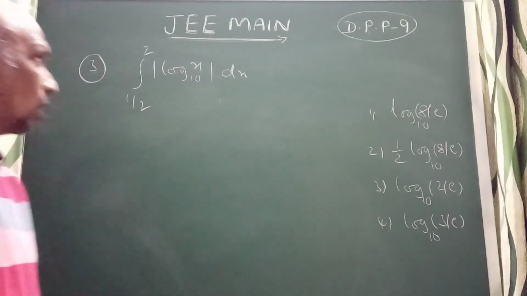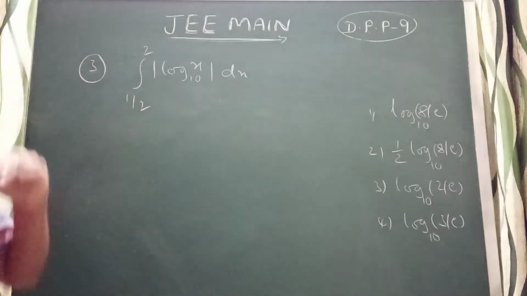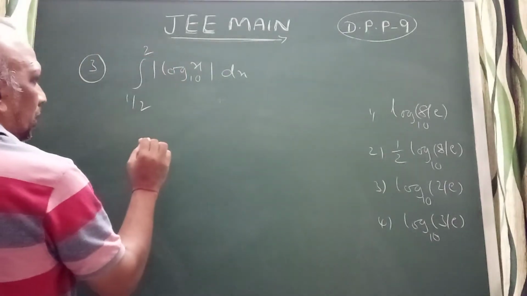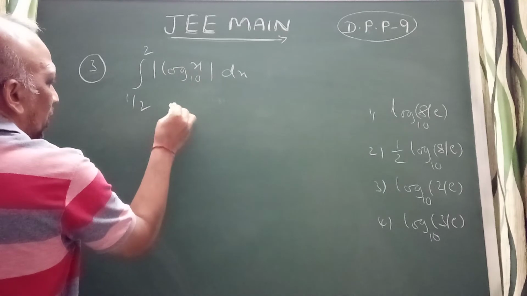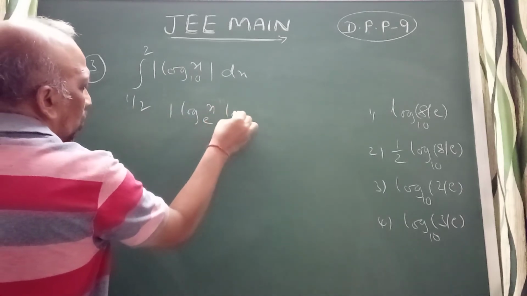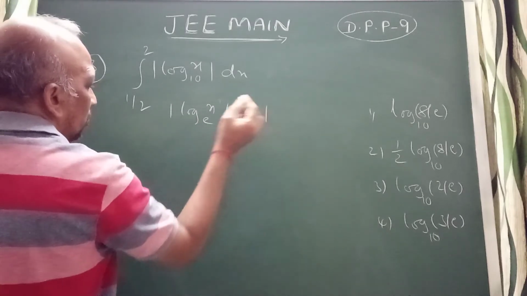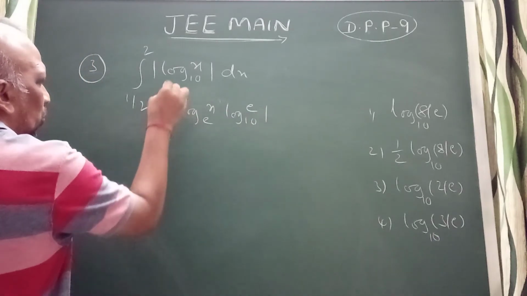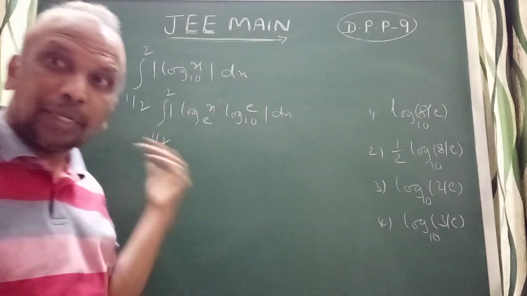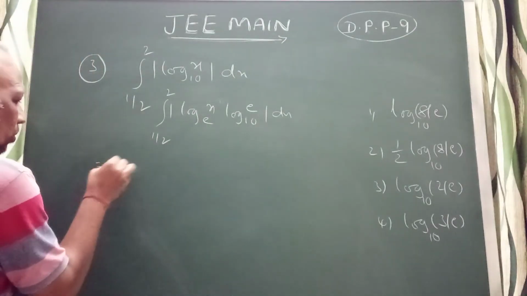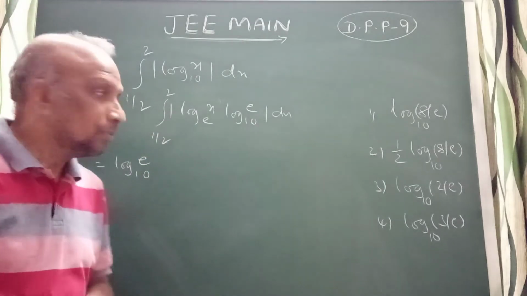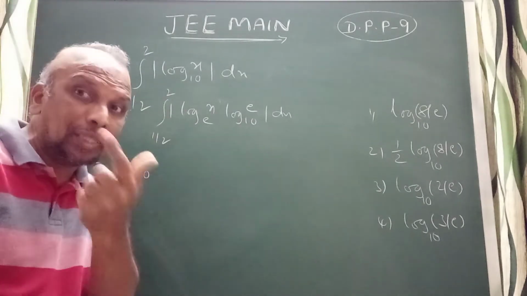So in this problem, they have given the integral from 1 by 2 to 2 of mod log x base 10 dx. This one I can write as mod log x base e, splitting log x base 10 into log x base e times log e base 10. Log e base 10 is a constant, so I can take it out. But mod log x base e between 1 by 2 to 2, at 1 that will be 0.